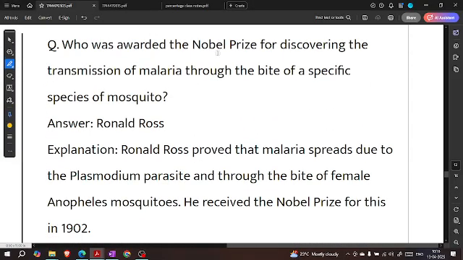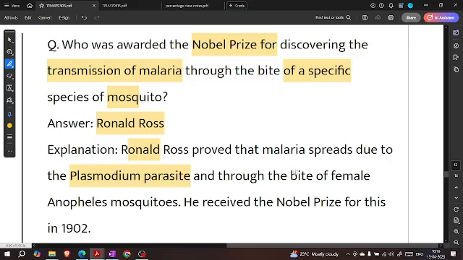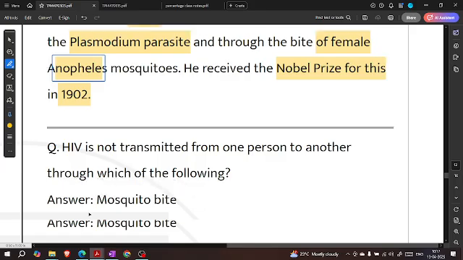Who was awarded the Nobel Prize for discovering transmission of malaria through the bite of a specific species of mosquito? Ronald Ross. Ronald Ross proved that malaria spreads due to the Plasmodium parasite and through the bite of female Anopheles mosquitoes. He received the Nobel Prize for this in 1902.